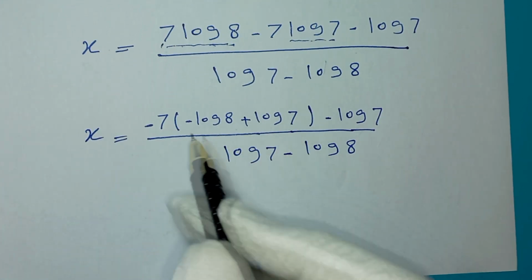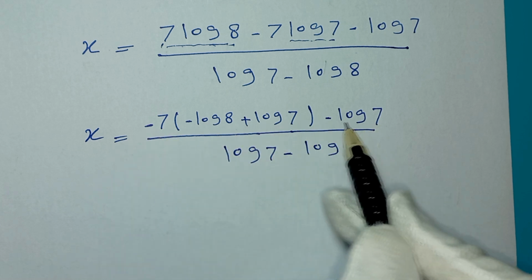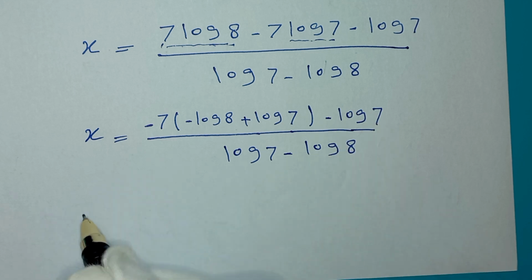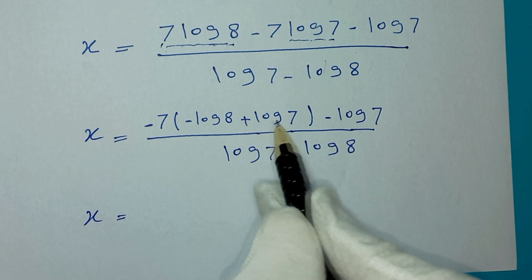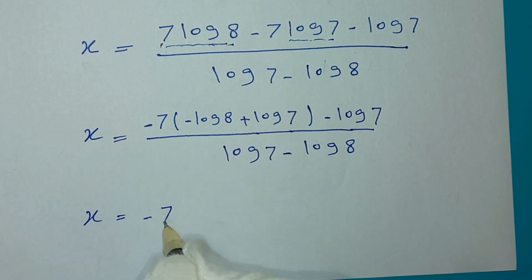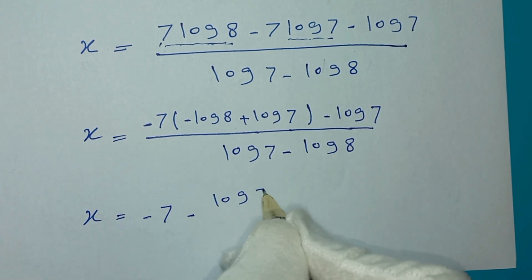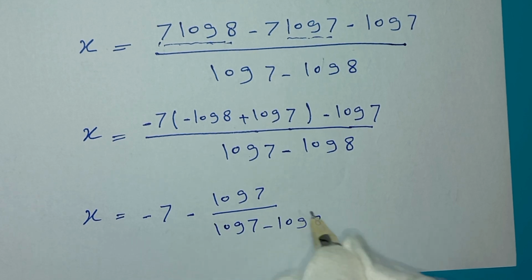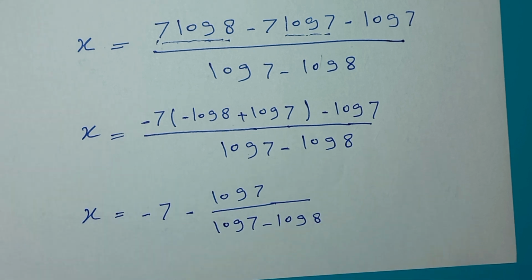And from here, we have two parts, this and this, and we can divide this by this and this by this. So x is this divided by this. Also here, log of 7 minus log of 8 and log of 7 minus log of 8 will cancel, so it will be minus 7 and minus log of 7 over log of 7 minus log of 8.